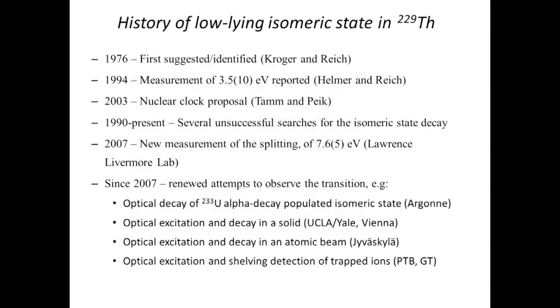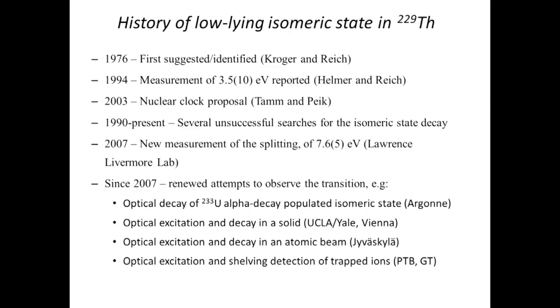The existence of this isomer was first predicted by Kroger and Reich in 1976, but the first measurement of its energy was not done until 20 years later, and that measurement came at 3.5 electron volts with a sizable uncertainty. That measurement stimulated a number of attempts to observe direct decay or excitation of this isomer, which went on over the next 10 years or so, but none of those experiments have succeeded.